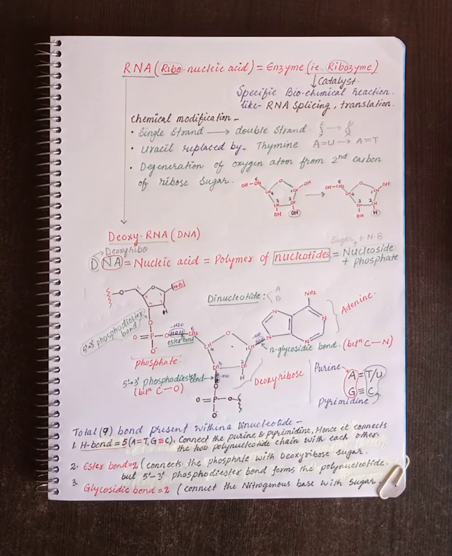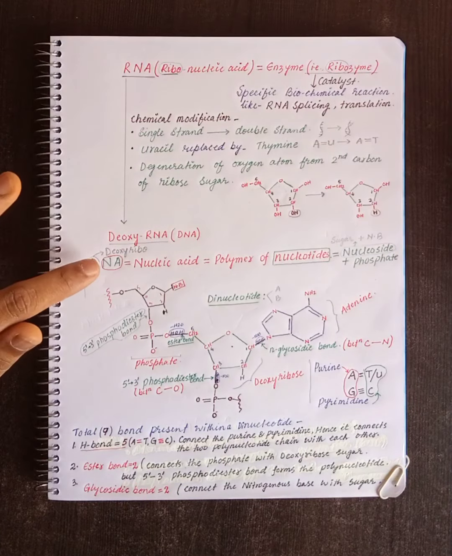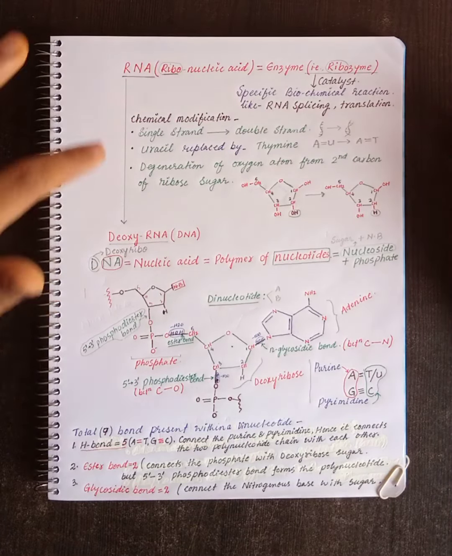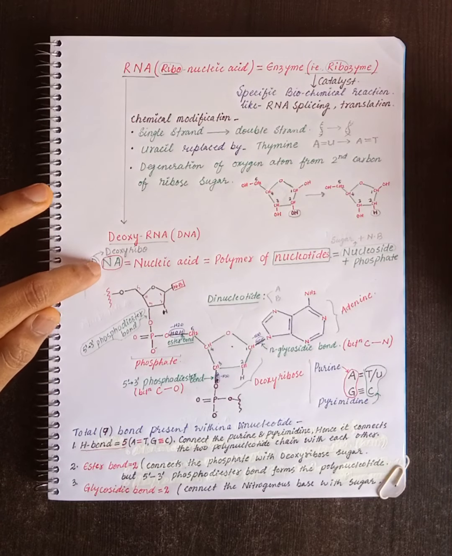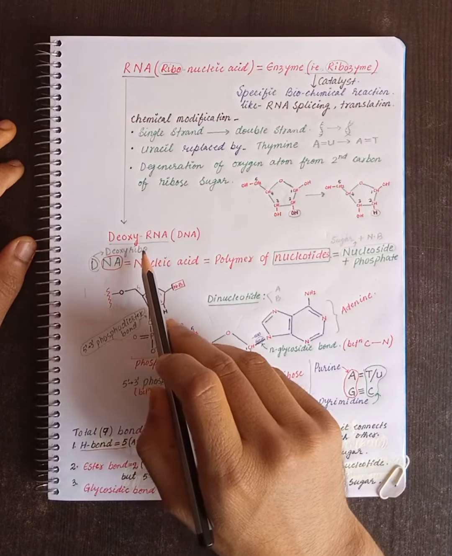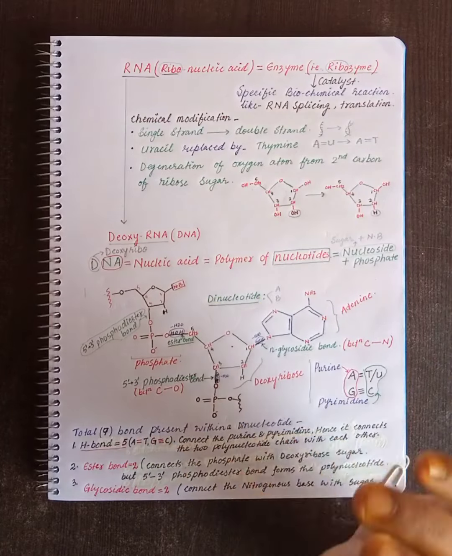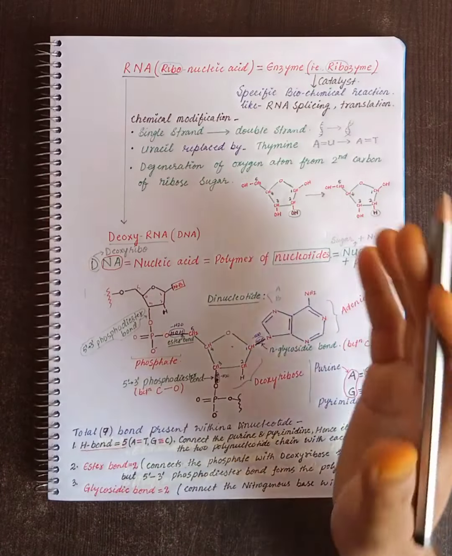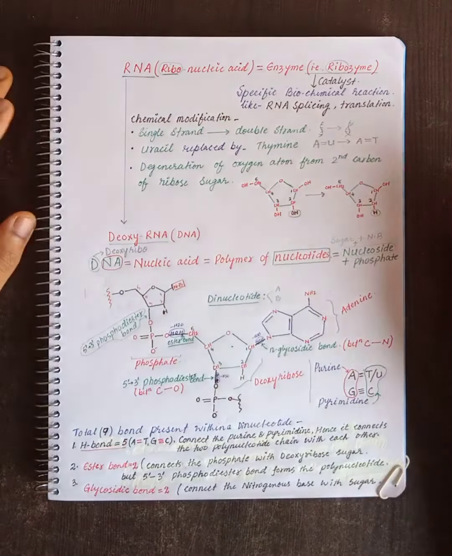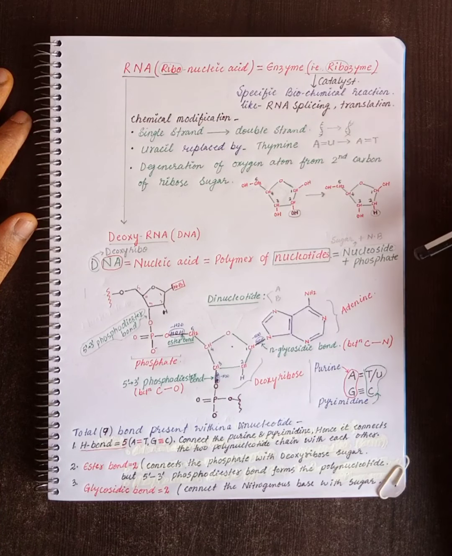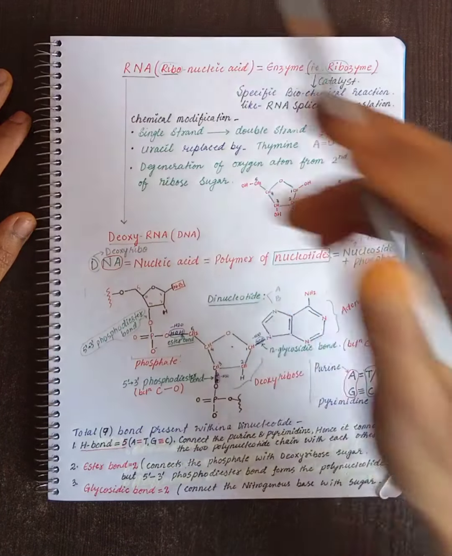Okay, now DNA. Similarly, we will discuss DNA. D means deoxyribo and A means nucleic acid. DNA is a special and advanced type of nucleic acid because of all this modification.